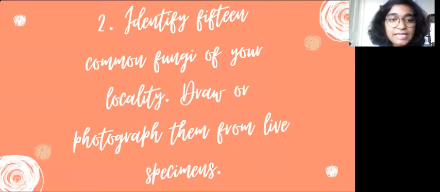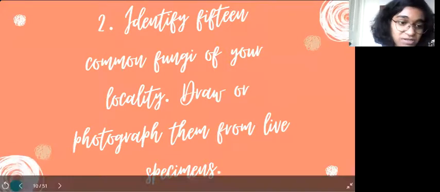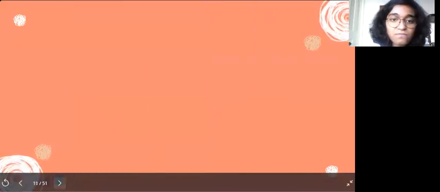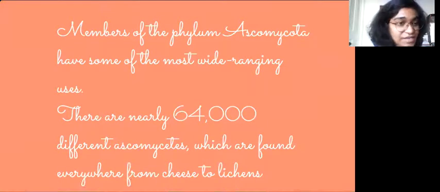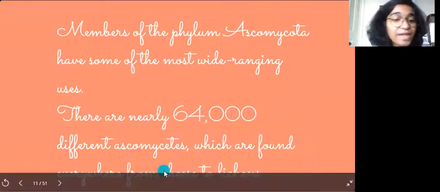So the second requirement asks us to identify 15 common fungi of your locality and draw or photograph them from live specimens. So I have photographed these and made this into a document. Members of the phylum Ascomycota have some of the most wide-ranging uses. There are nearly 64,000 different Ascomycetes, which are found everywhere from cheese to lichens.